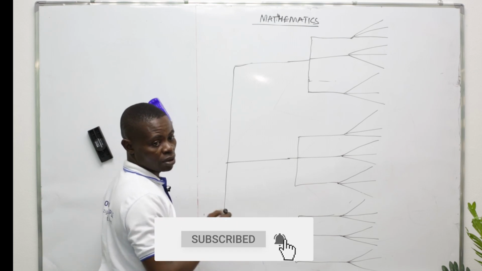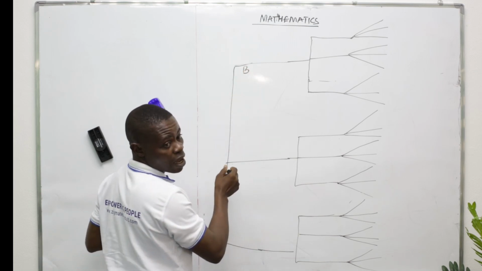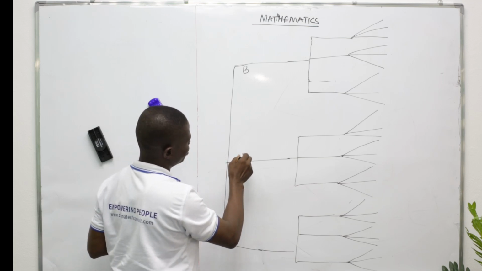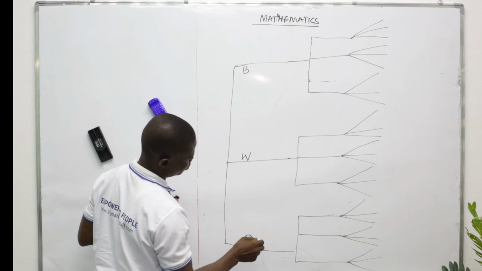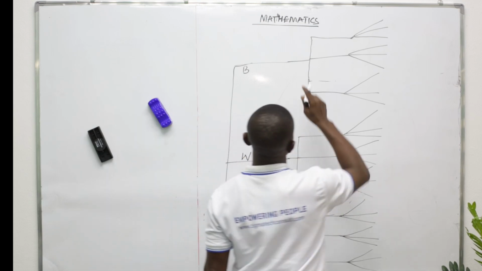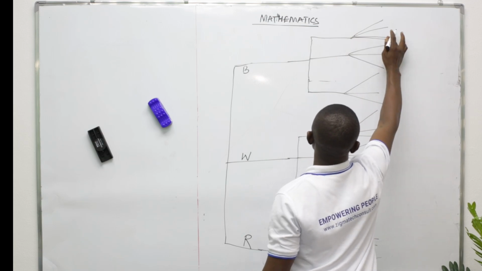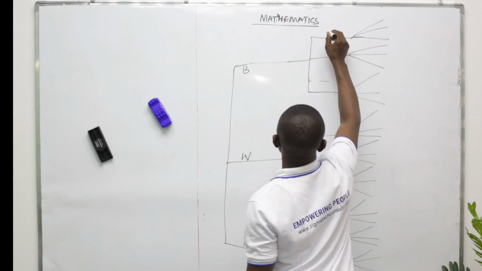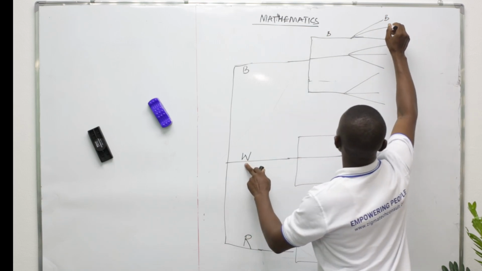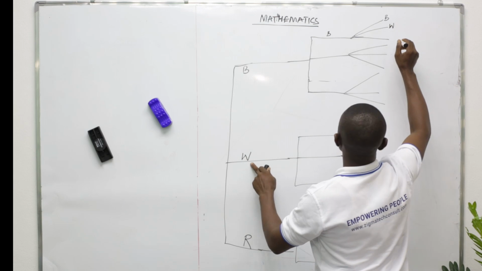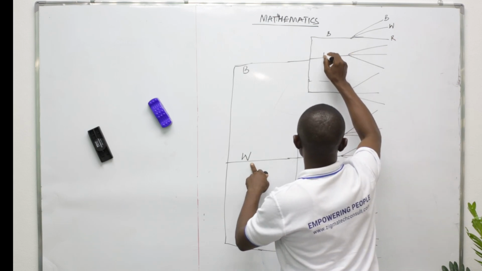Look at the box. I have black, I have white, and I have red. If here is black, it means black is here again. Black, white, red. The owner here is white.